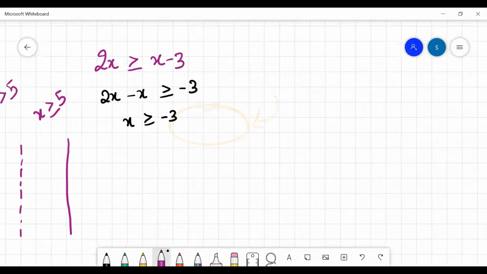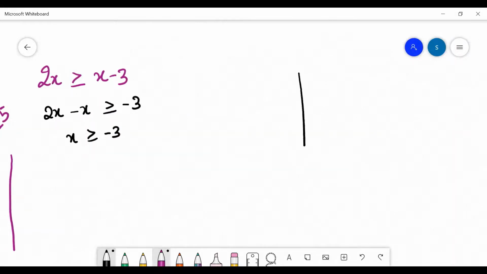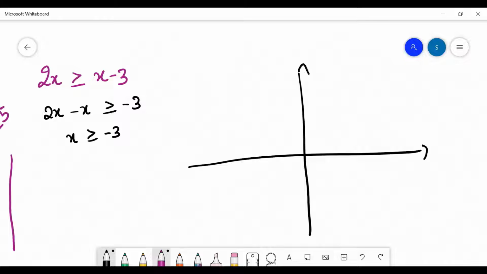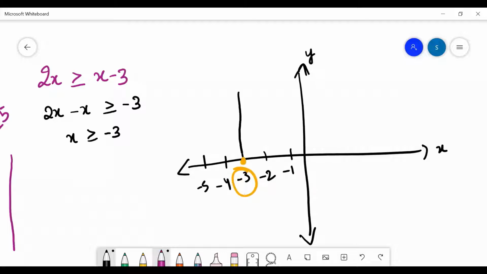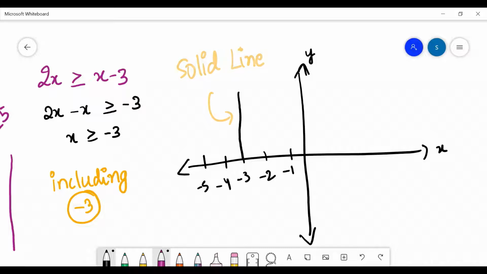So first step is just to draw the graph here. This is, let's say, x-axis and this is y-axis. Now x greater than minus 3. So x values start from the negative side of the scale. So let me just mark this as minus 1, minus 2, minus 3, minus 4, minus 5 and so on. So x greater than or equal to minus 3, that line is over here and I'm going to draw a solid line because we're including the value minus 3.